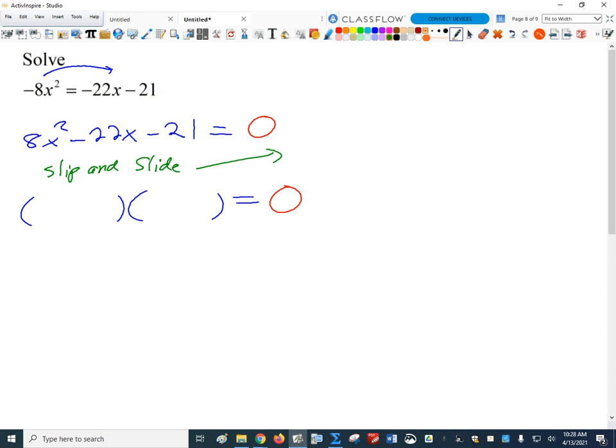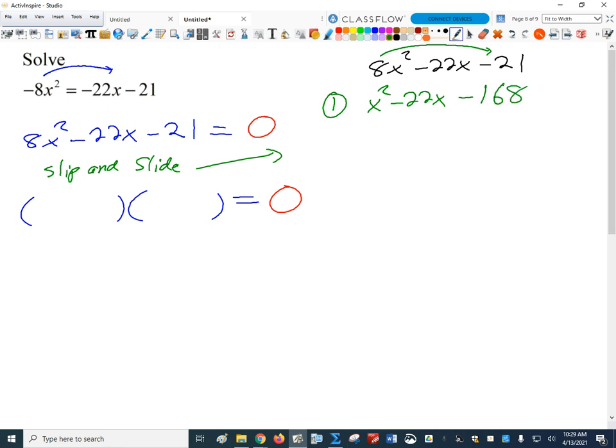So slip and slide. Remind me. What do I do? What's my first step in slip and slide? Good. So we slip A to the end and multiply by C, right? There's the slip of the slip and slide. So that gives us x squared minus 22x minus 8 times 21 is 168.